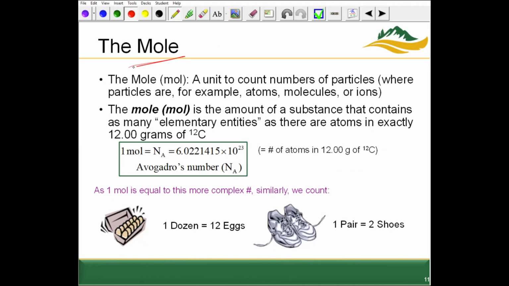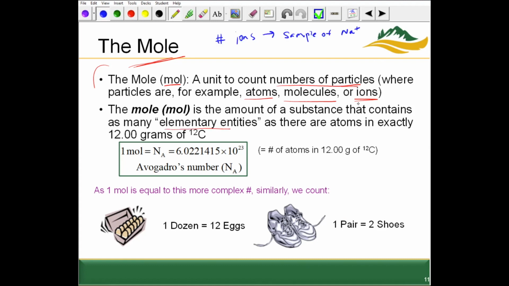Notoriously, the mole can be a little bit difficult of a topic to really wrap our heads around, so let's go through it. The mole, abbreviated MOL, is a unit to count the number of particles. So it's a way to count the numbers of particles, where particles can be how many atoms are present in a sample, how many individual molecules, how many individual ions. The number of particles you may also hear called the number of elementary entities.